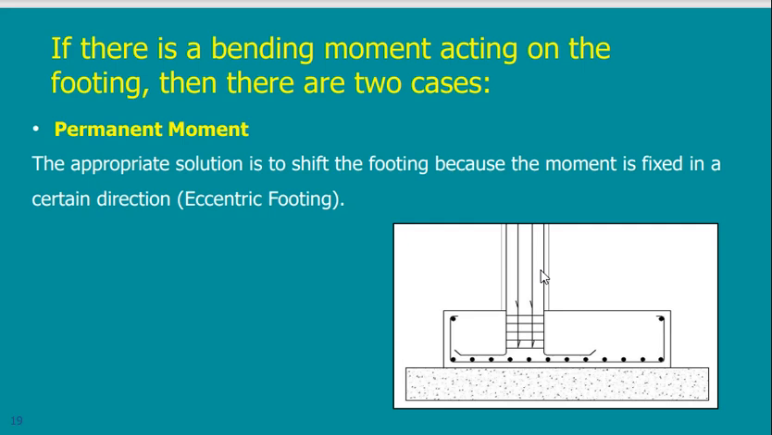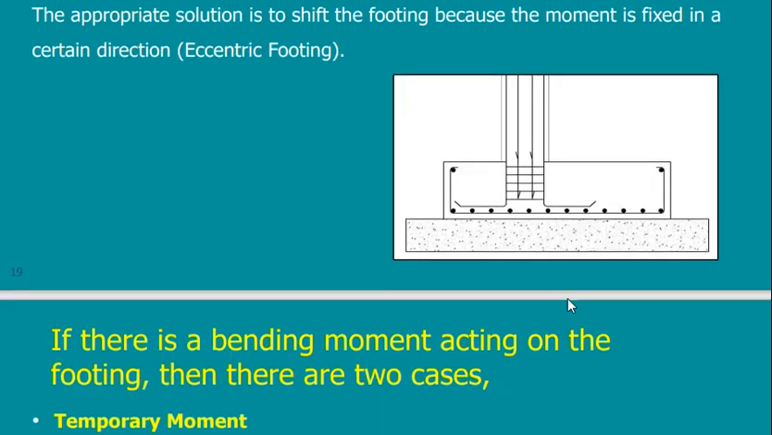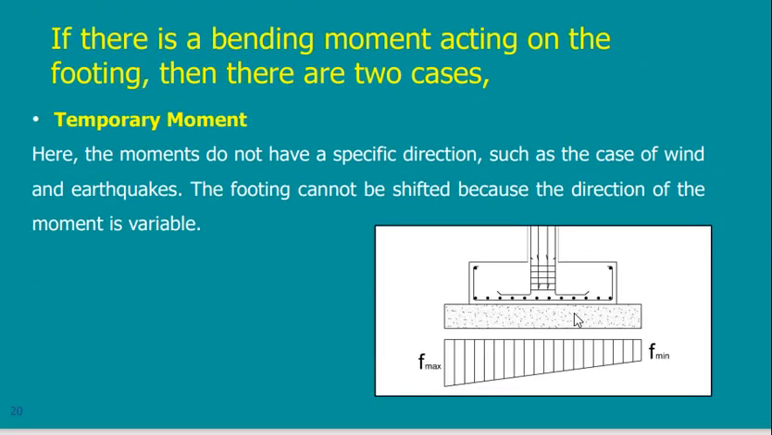If I have variable moment, changing direction, then the best thing is to keep the column in the middle and design the footing to carry a moment. This is what we will study next lecture. But in this lecture, as I told you, if I have variable moment, then I have to design a footing to carry variable stress due to moment. I cannot just shift the column.